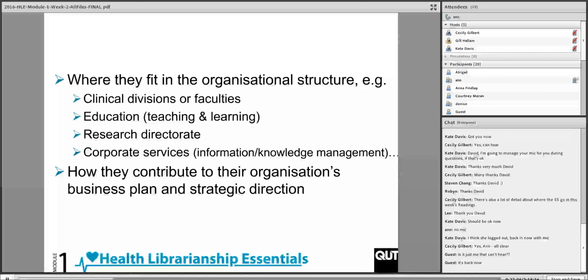And how you deliver on your primary responsibility does depend on how you contribute to your organisation's business plan and strategic direction. I think you probably got that message pretty clearly from David's presentation, that strategic direction and aligning with that is really important.